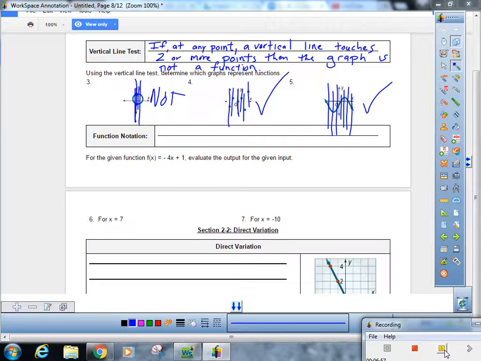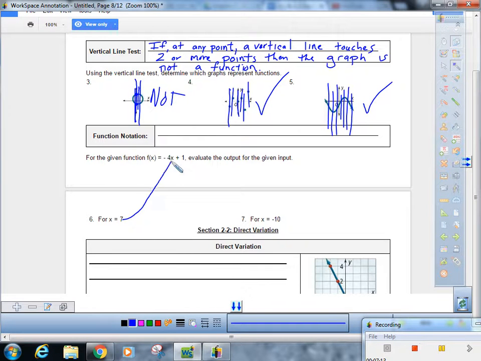Okay, so I scrolled the page down a little bit. For the given function, f of x equals negative 4x plus 1, evaluate the output for the given input. Like, this is just us making things seem complicated. It's not. Take the 7, put it in for the x, because that's what it's telling you to do. So it's saying, for this function, if it was in terms of x, we do that. Well, now, this is actually saying, what is f of 7?